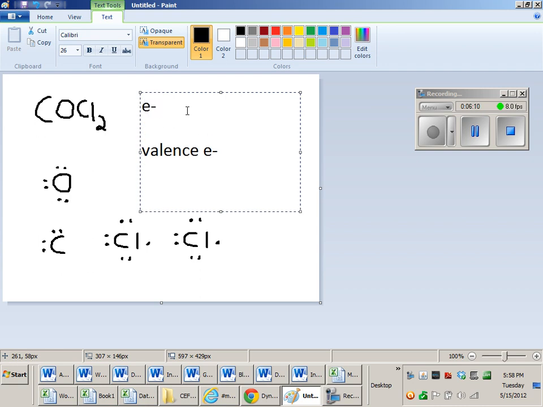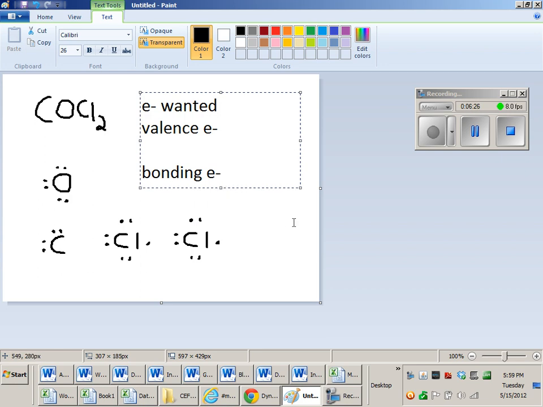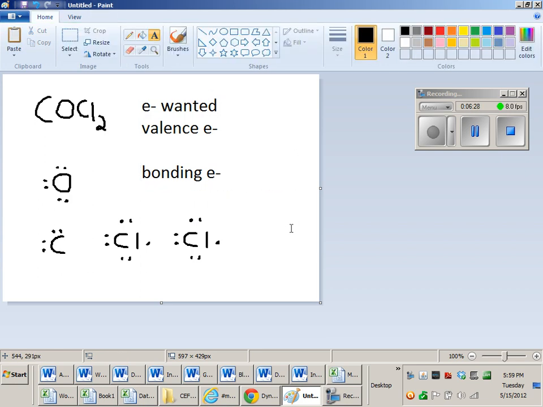How many valence electrons it wants, and from there, how many bonding electrons we need. The bonding electrons is just the difference between the amount of electrons that are required to complete octets or hydrogen's duet and the number of valence electrons that are available.